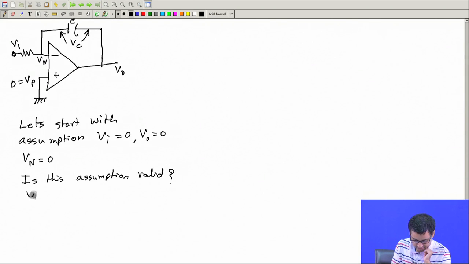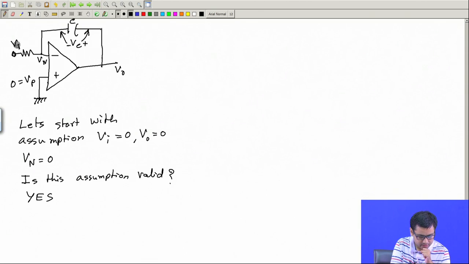So this is a correct starting point where we can start our analysis. Now, let me just put plus and minus here. So this is my chosen reference direction to measure the voltage Vc.